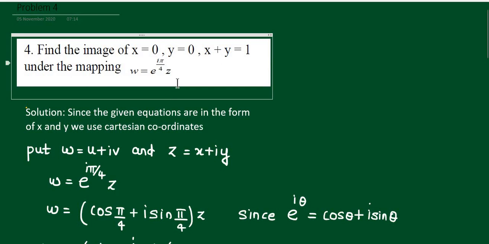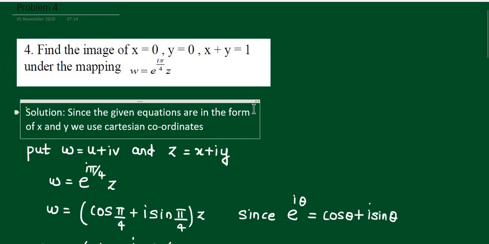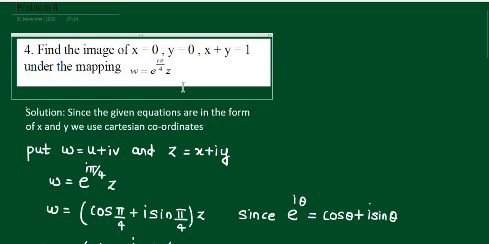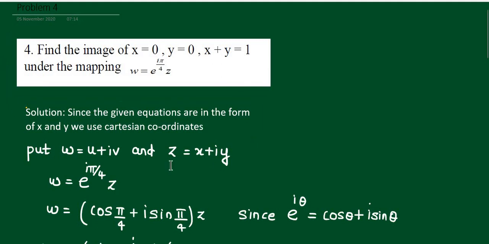This is also a rotation and magnification transformation, because it is of the form w equal to cz, where c is a complex constant. But you can see we are not going to use polar coordinates, because here the given equations are in terms of x and y. That is the reason we are going to make use of Cartesian coordinates itself. So, put w equal to u plus iv and put z as x plus iy in this equation, and you know e raised to i theta is cos theta plus i sin theta.